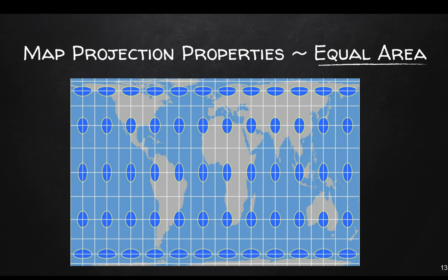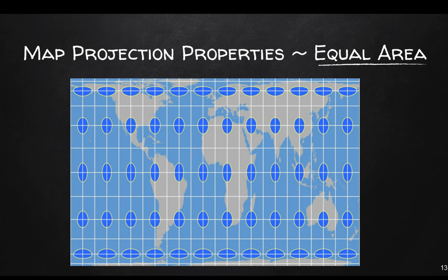So if a map preserves area, then the size of a feature on a map is the same relative to its size on the Earth. To do this, other properties, shape, angle, and scale, are distorted. Notice how the ellipses are distorted, but the area for each ellipse is equal. So equal area projections are useful when you want to calculate or compare sizes of area, like countries, acres of wheat grown, and so forth.